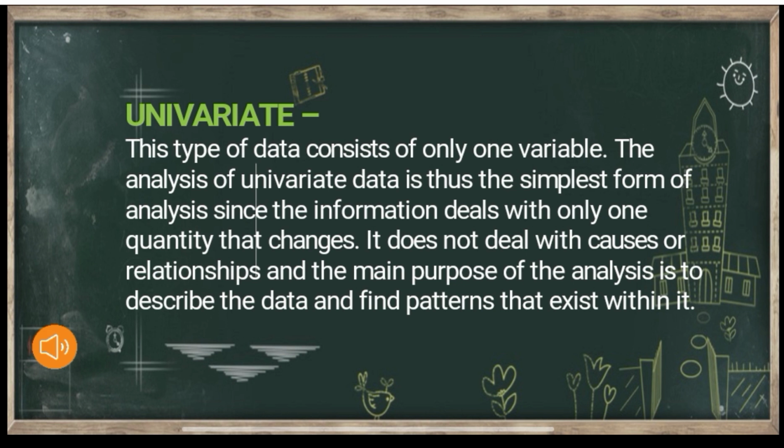Univariate. This type of data consists of only one variable. The analysis of univariate data is thus the simplest form of analysis since the information deals with only one quantity that changes. It does not deal with the causes or relationships, and the main purpose of the analysis is to describe the data and find patterns that exist within it. The term univariate analysis refers to the analysis of one variable. You can remember this because the prefix uni means one.